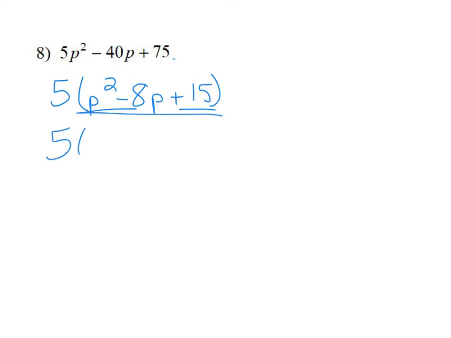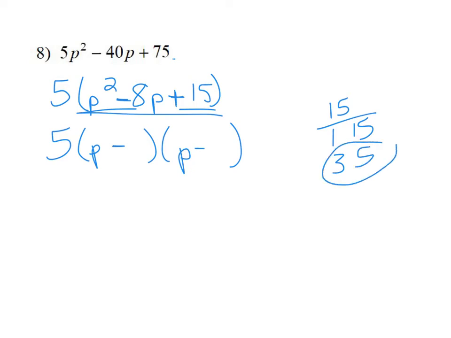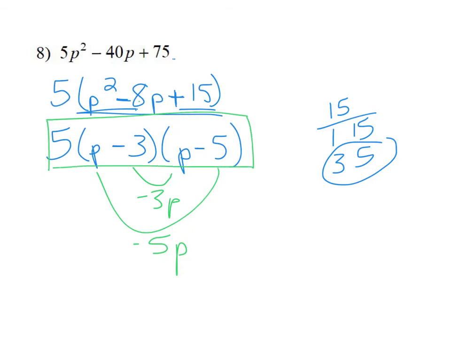So it's going to be 5 times p, and we have a negative and then a positive, so these are going to both be negative. And we want factors of 15. So 1 and 15, and 3 and 5, and that's it. 3 and 5 will add up to get 8. And I can check it, and get negative 3p and negative 5p. That gives me negative 8p. That'll work. So the fully factored form is 5 times the quantity p minus 3 times the quantity p minus 5.